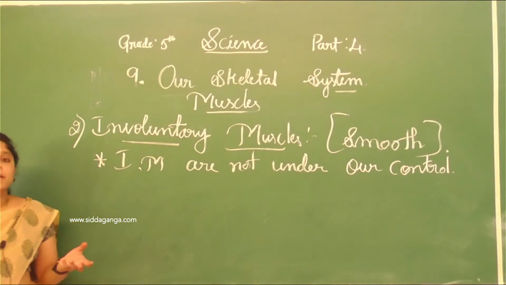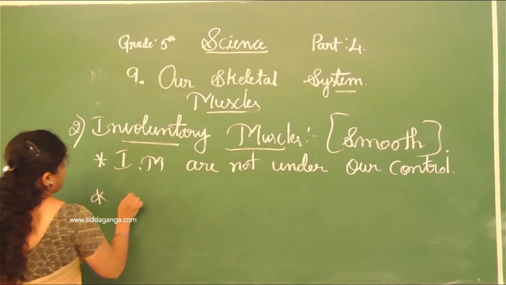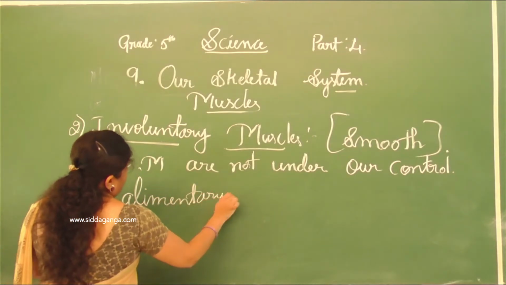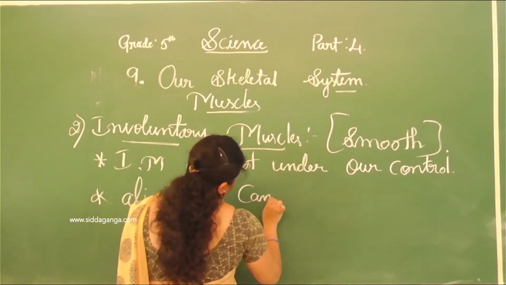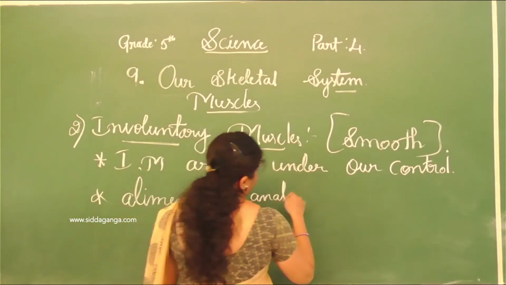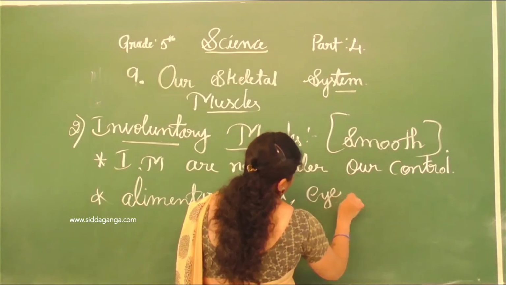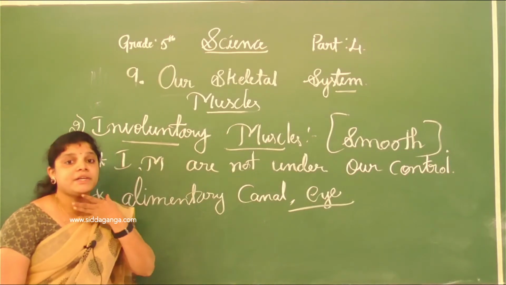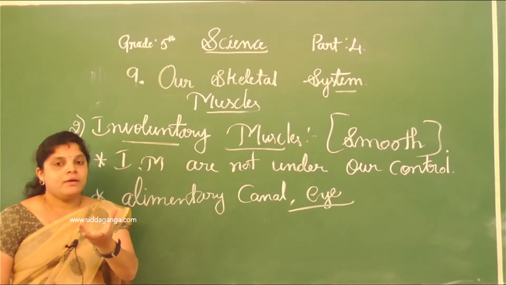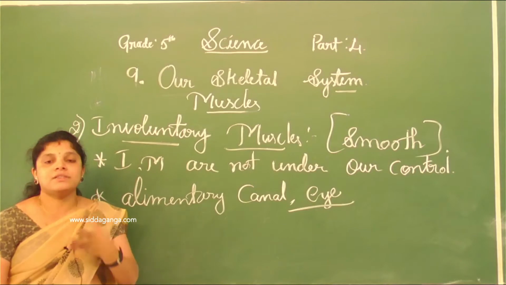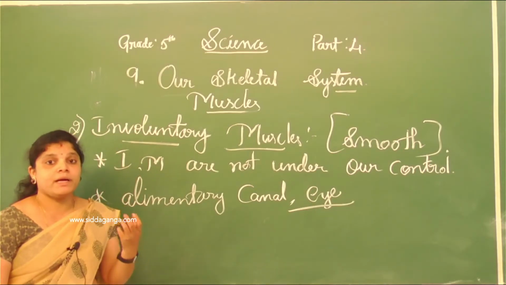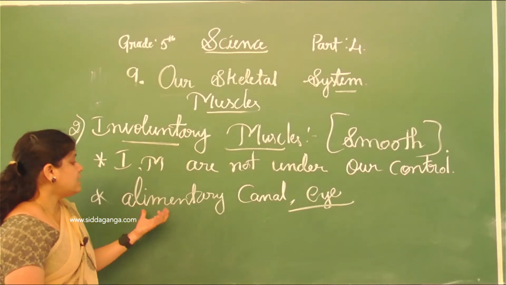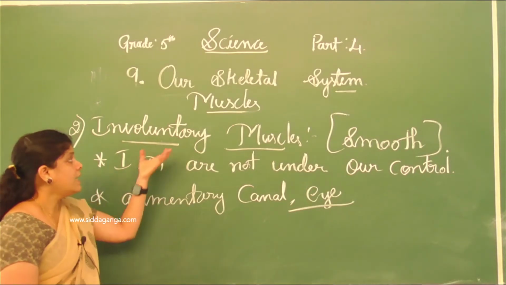So see, normally where are involuntary muscles found? Alimentary canal, and then in the eye muscles. See, in the alimentary canal, that is our digestion system, the muscles that come there. For example, esophagus means food pipe, and then stomach, the small intestine, large intestine, rectum, anus. See, these muscles come under involuntary muscles.